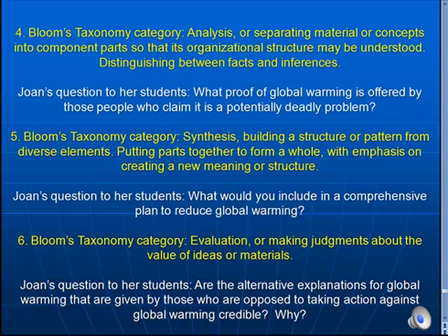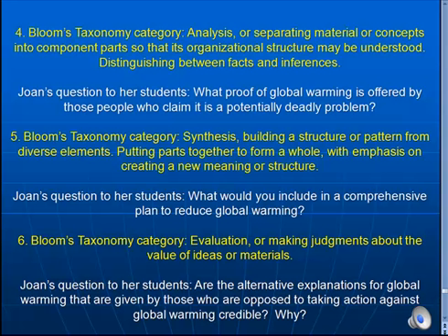When Joan is interested in making sure her students know how to analyze what they've read, she asks a question like this: what proof of global warming is offered by those people who claim it is a potentially deadly problem? As important as this question is the following point: we do not want to ask students higher order thinking questions until we've ascertained that they actually have understood the texts that have been assigned at a literal and lower level inferential level. Once we do that, we can ask analysis, application, synthesis, and evaluation questions.